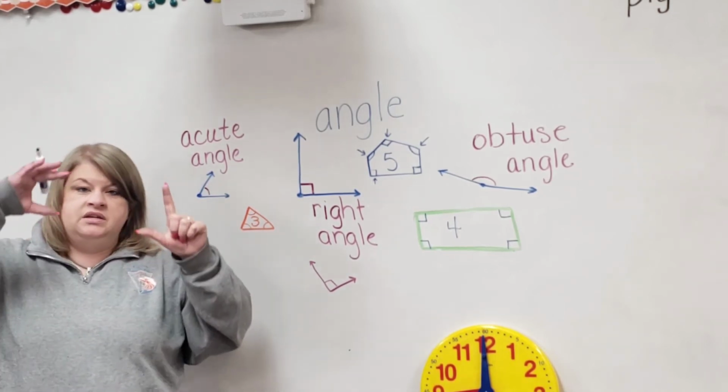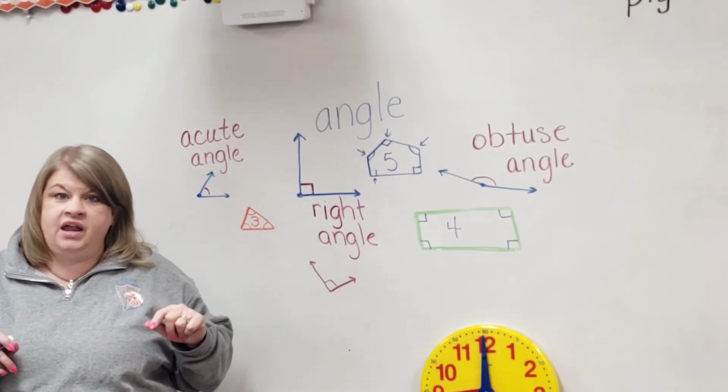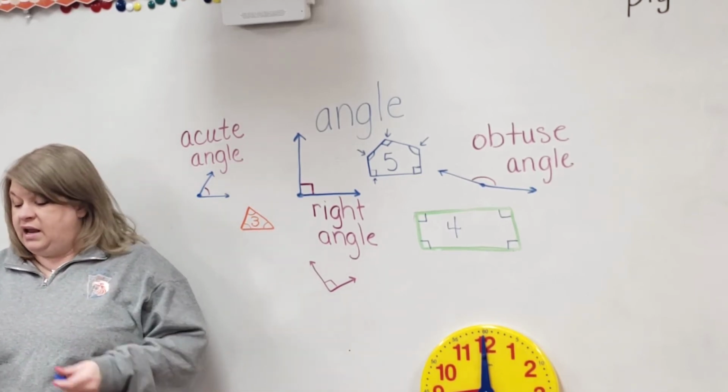They tried to trick you because they took that rectangle and moved it. Rectangle, oh, there's the word angle in there too. Interesting. That is also a right angle.